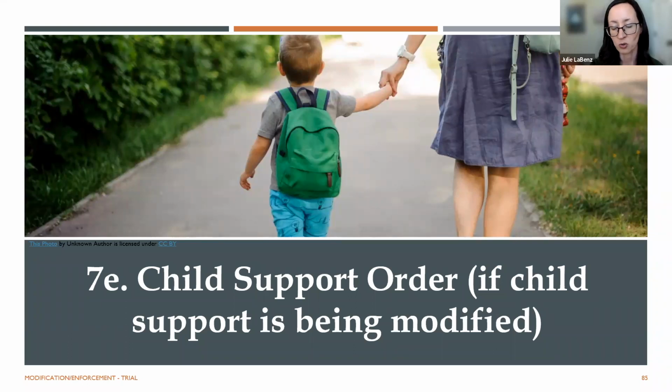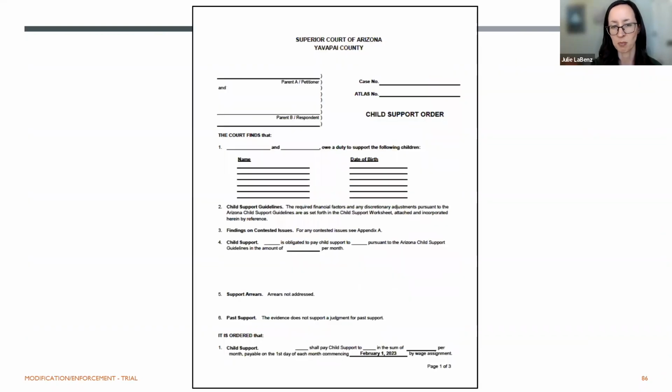And then there's a child support order. And again, this is if child support is being modified. And this is filed separately. This isn't attached as an exhibit to the proposed order.